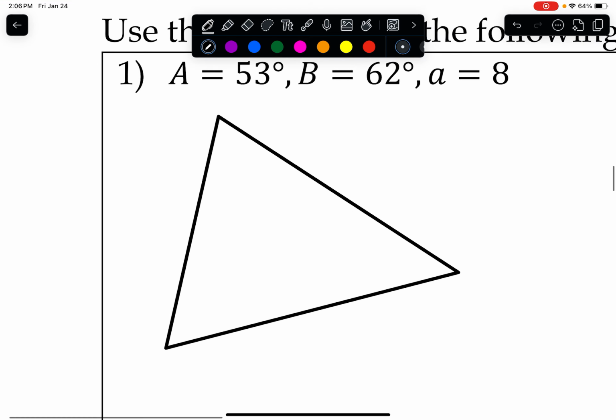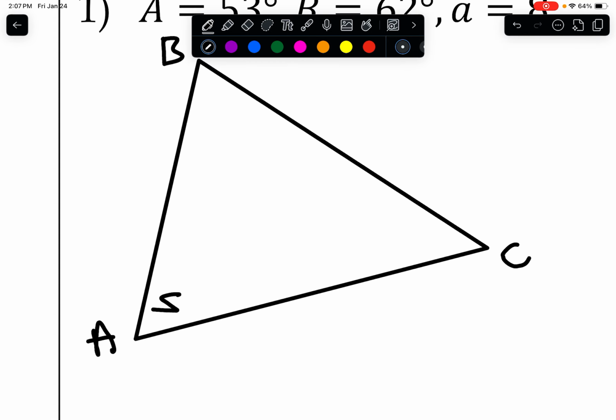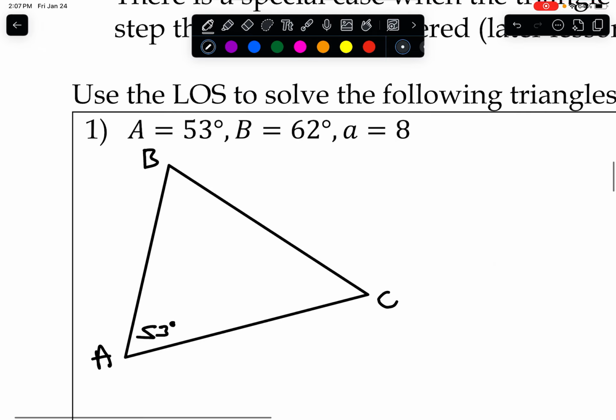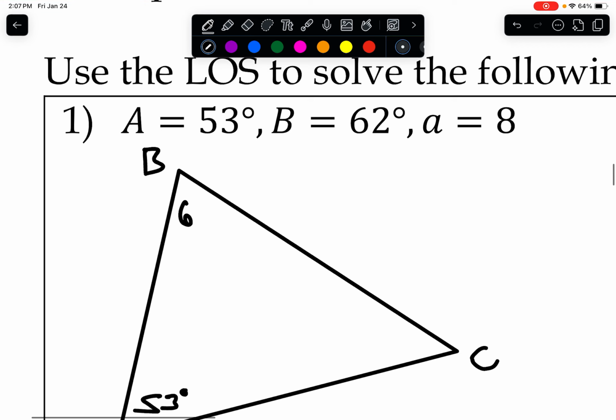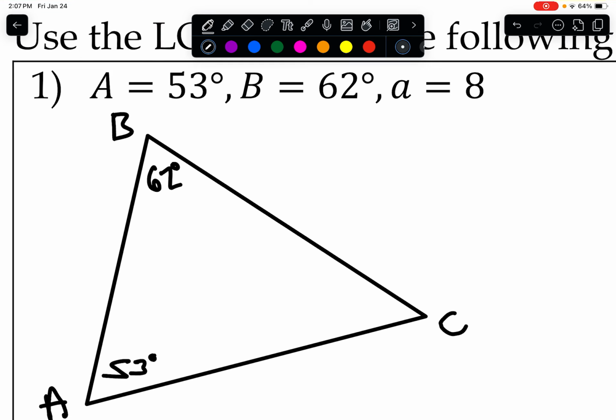Whatever. All right, and then you can label it however you want. So I'm going to do A down here, B up there, and C way over yonder. But you can really put them wherever you want. So I'm going to label the given information. We have 53 degrees over here at angle A. Angle B is going to be 62 degrees. And then we have side A, which is going to be across, over here.